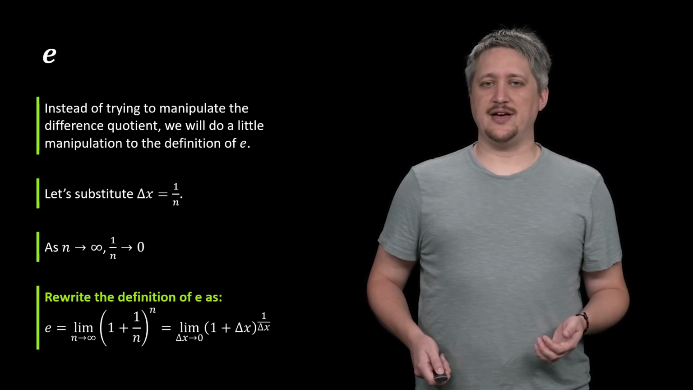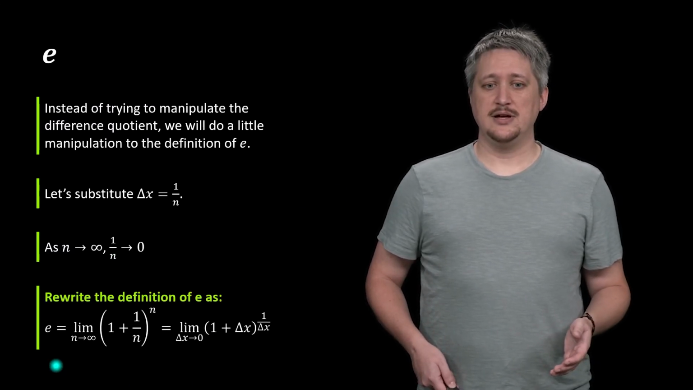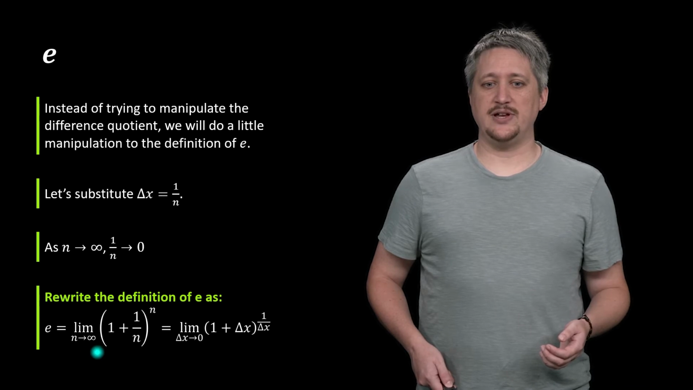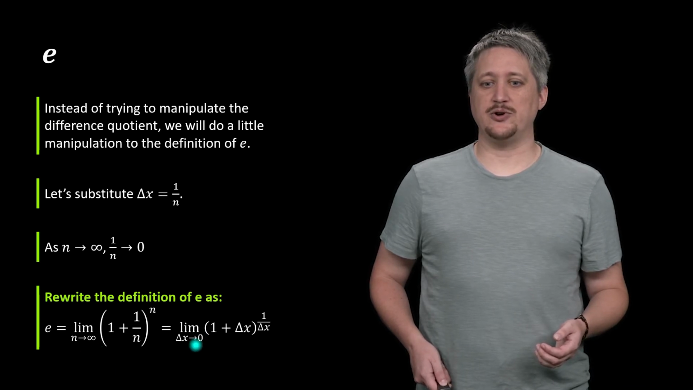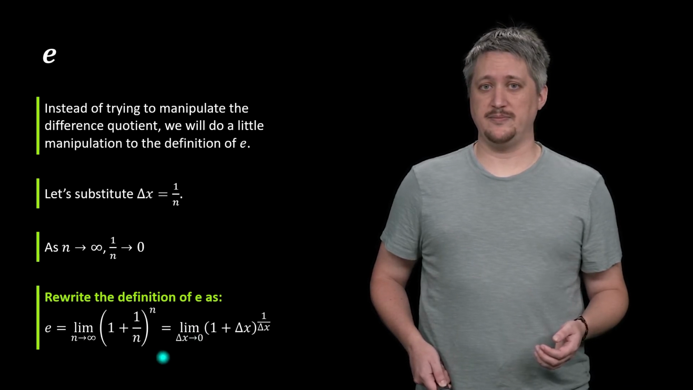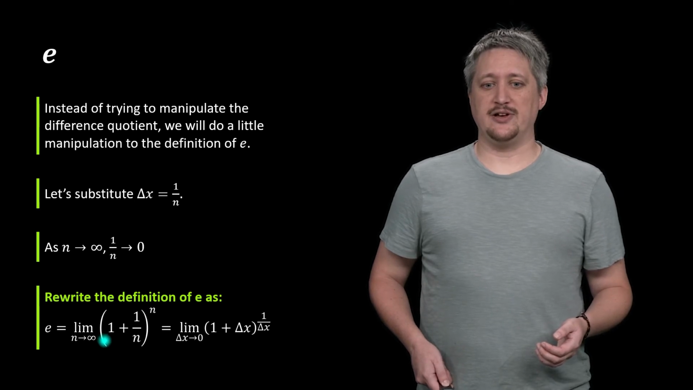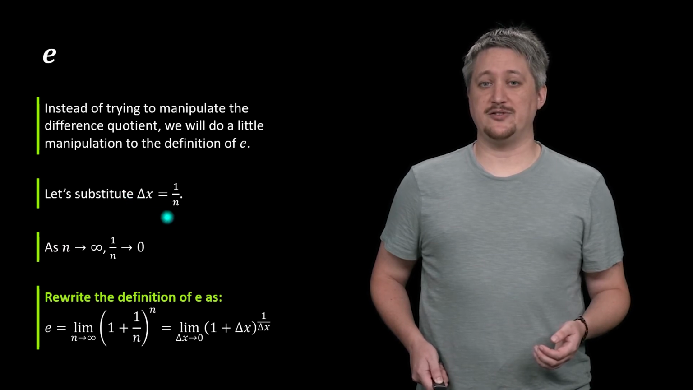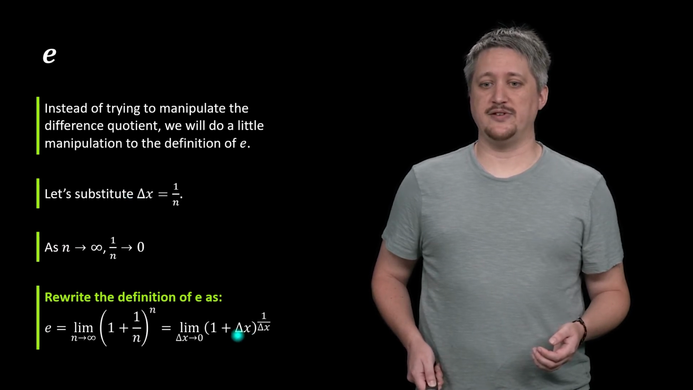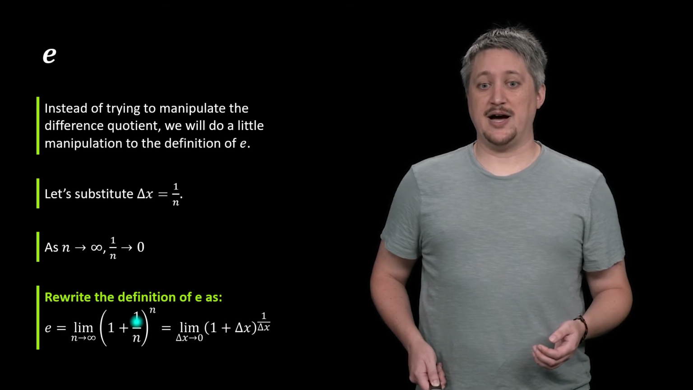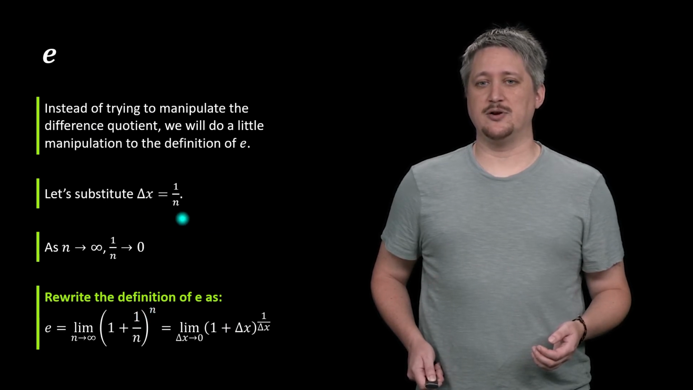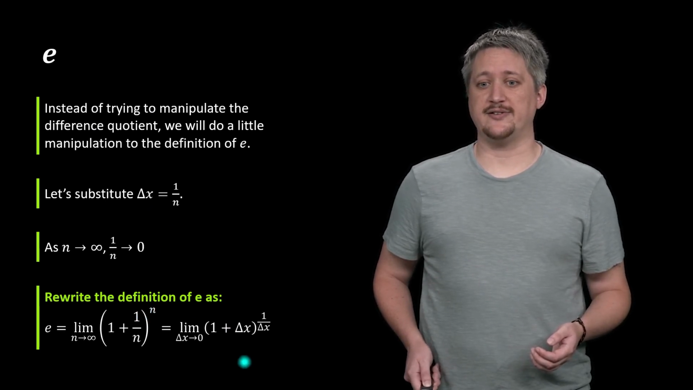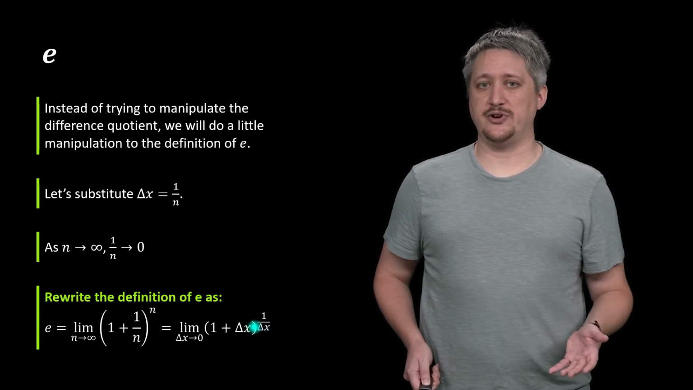So this means that for my definition of e, if n is going to infinity, that's equivalent to 1 over n going to 0, or delta x going to 0. I still have the 1 just hanging out. Then plus 1 over n, I'm writing delta x as 1 over n, so I have 1 plus delta x. And then the power n, I'd have to solve for n, which I mentioned earlier is 1 over delta x. So the power becomes 1 over delta x.